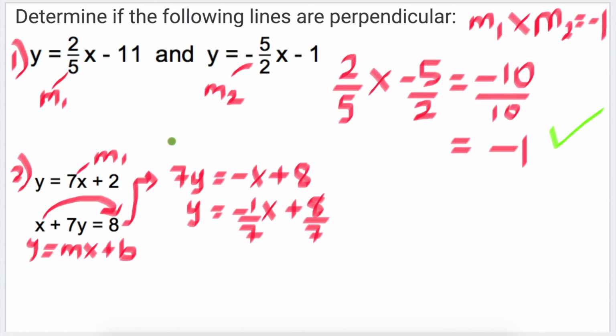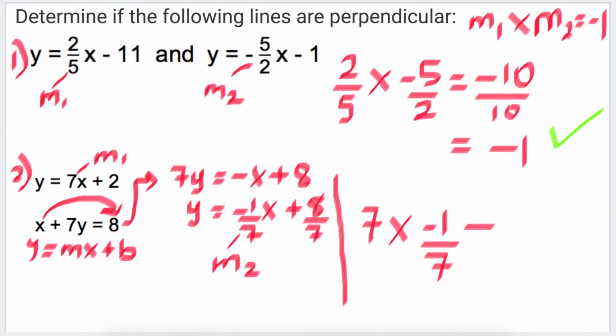over 7. Once we have the equation in this form, we can easily determine the second slope is negative 1 over 7. So if we multiply positive 7 from the first slope times negative 1 over 7 from the second slope, we need to get a final answer that is negative 1. So when you multiply 7 times negative 1, you get negative 7. In the denominator, it remains 7. This fraction can be simplified by dividing both numbers, and your final answer is negative 1. So negative 1 indicates that these two lines are perpendicular.